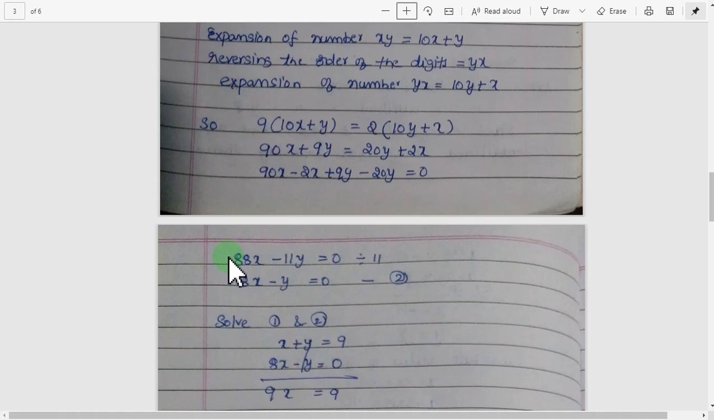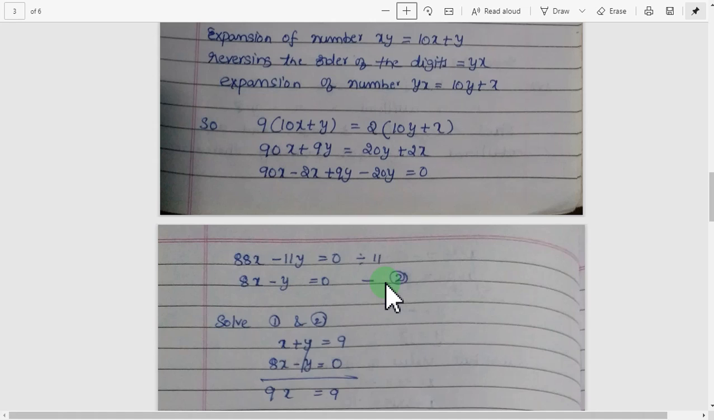Now here, for 11 and 88, the common factor is 11. You can write the simplified equation by dividing by it. If there is any common factor for the coefficients of the variables and the constant, we can divide by that number. So 11 is the common factor. Dividing by 11: 8x minus y is equal to 0. This is our second equation.